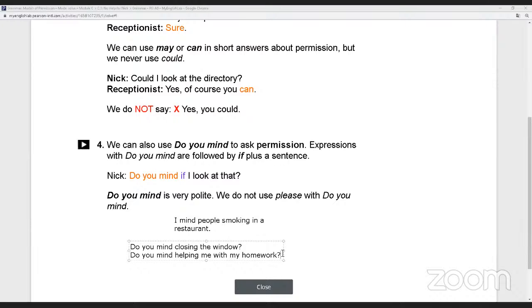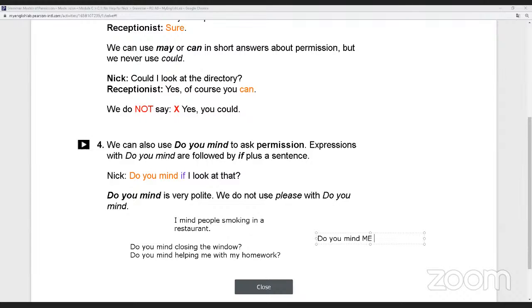Okay, so do you mind closing the window? Do you mind helping me with my homework? The meaning of "do you mind" is like, do you have any problem, or does it bother you? And you can also use it with the -ing form, the gerund. On the other hand, when you want to do the action, or you want a third person to do the action, you can use it in this way. Do you mind? Do you mind me?